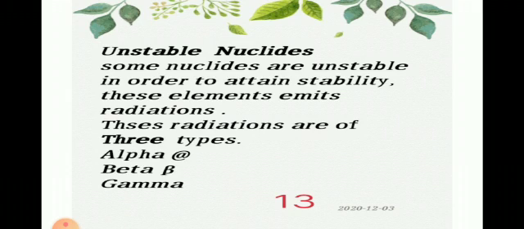As we discussed in our last lecture, nuclides are the nuclei which have the same number of protons and neutrons, while unstable nuclides are some nuclides which are unstable in nature, and in order to attain stability, or to become themselves stable, these elements emit radiations. And these radiations are of three types: alpha, beta and gamma.